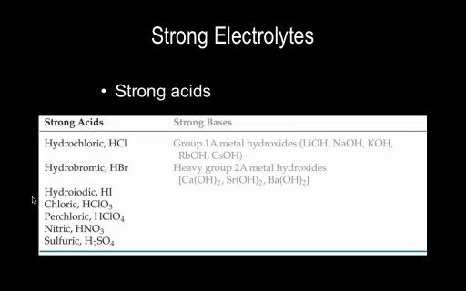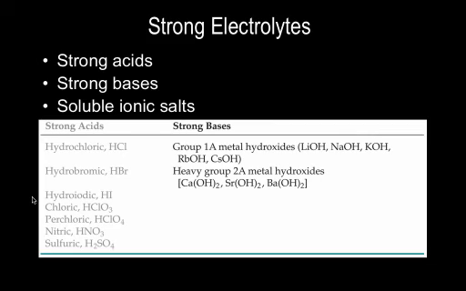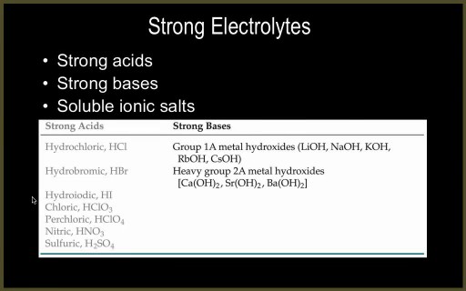Strong electrolytes are strong acids, strong bases, and also the soluble ionic salts. Soluble ionic salts are just ionic compounds. And then the strong acids, there are 7 strong acids that are listed here. Then strong bases, which we classify as group 1 metal hydroxides: lithium hydroxide, sodium hydroxide, potassium hydroxide, etc. So any hydroxide combined with a group 1 metal or an alkali metal, and then the heavy group 2 metal hydroxides, starting with calcium down: calcium hydroxide, strontium hydroxide, and barium hydroxide, all the way to the bottom. Those are considered your heavy group 2 metal hydroxides.